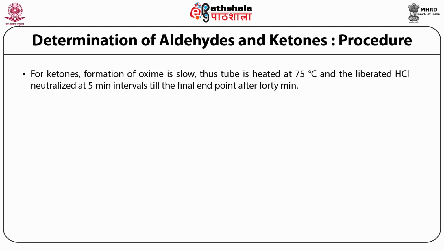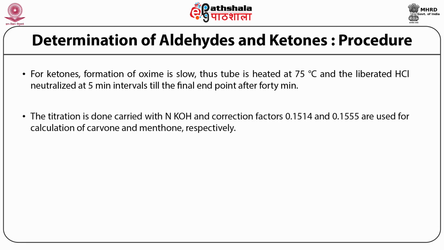For ketones, the formation of oxime is slow. Thus, the tube is heated at 75 degrees Celsius and the liberated HCl is neutralized at 5 minute intervals till the final endpoint after 40 minutes. The titration is carried out with 1 normal KOH, and correction factors of 0.1514 or 0.1555 are used for calculation for carvone and menthone respectively.